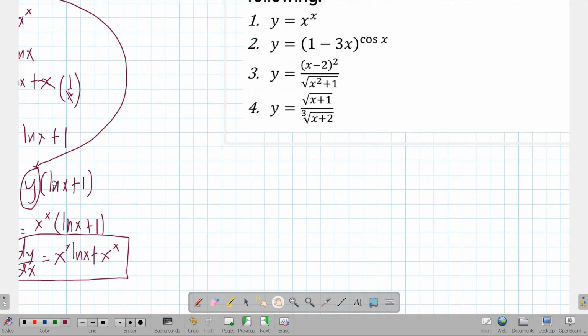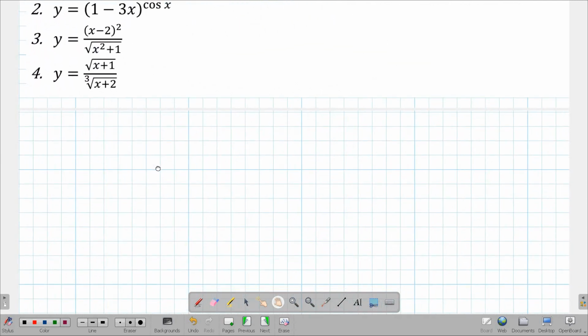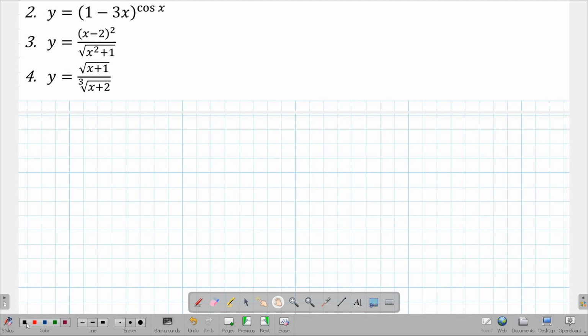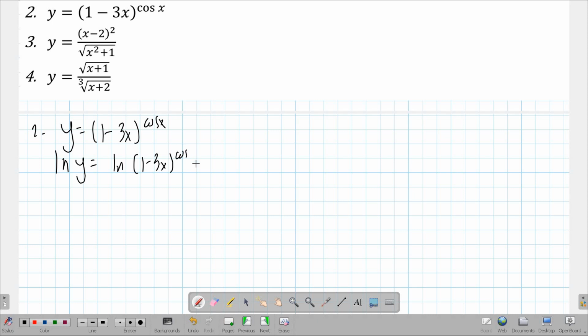So on number 2, we have y is equal to 1 minus 3x raised to cosine x. We first apply logarithm on both sides. You can use any base, but to make it simpler, let's just use ln. So ln y is equal to ln of 1 minus 3x raised to cosine x. Hence, ln y becomes equal to cosine x times ln of 1 minus 3x.